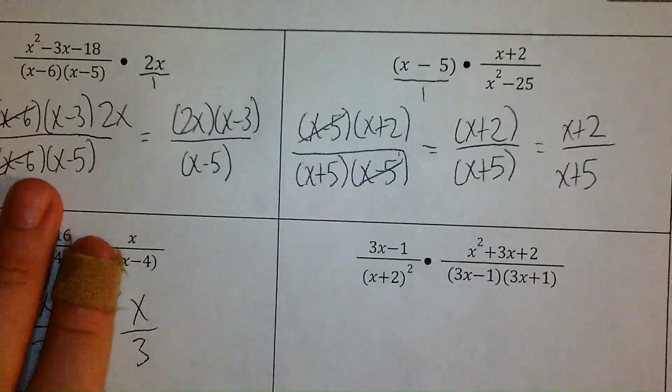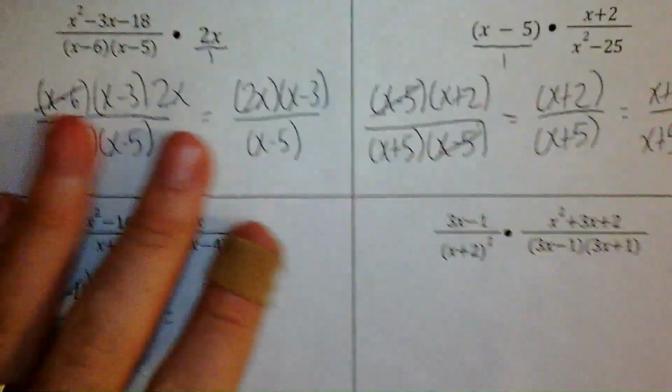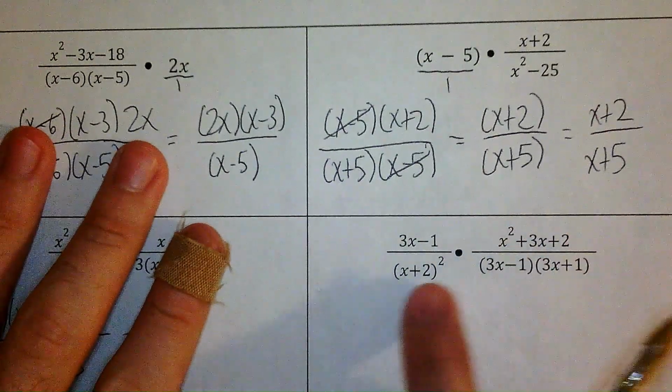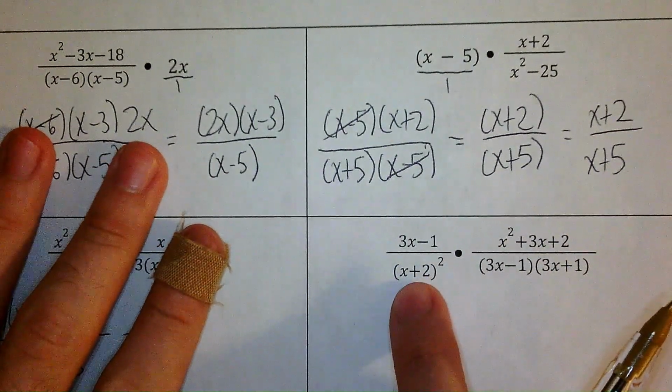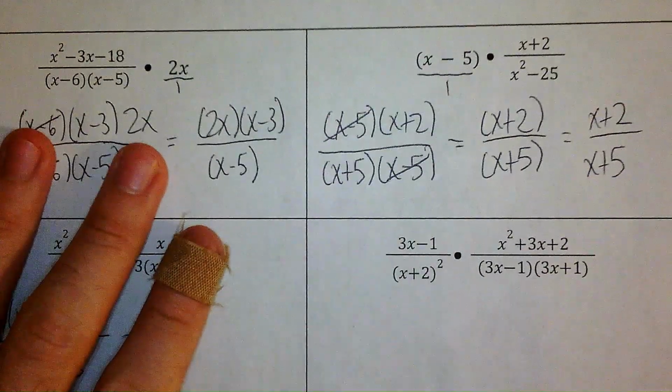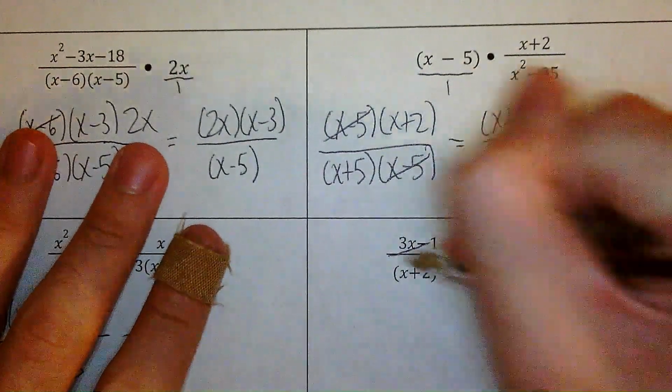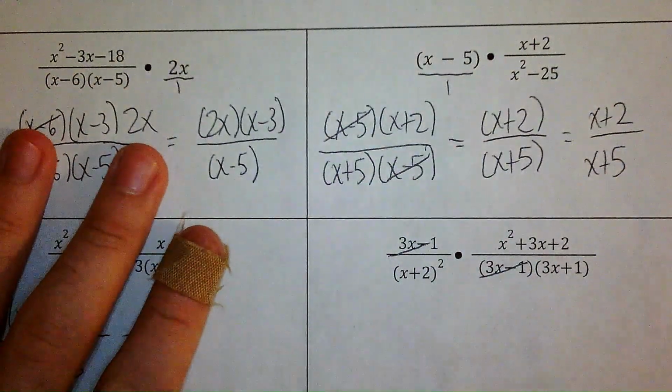For this last example on this page, I see we're going to have to factor that. This is two copies of x plus 2, and then two of these, and that. I'm going to start by getting rid of this, because it's here and here. 3x minus 1 there, 3x minus 1 there.